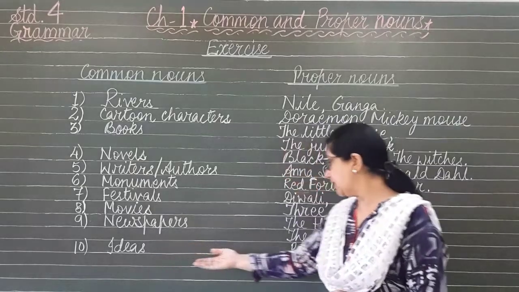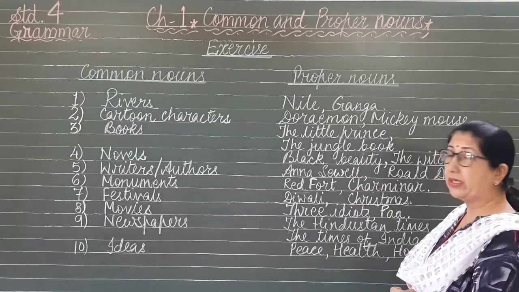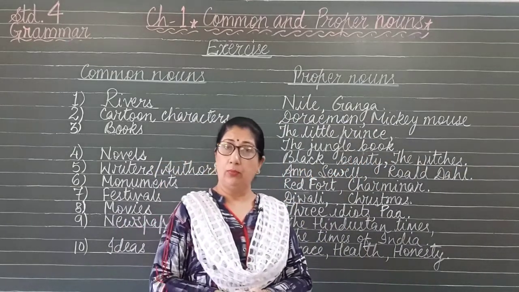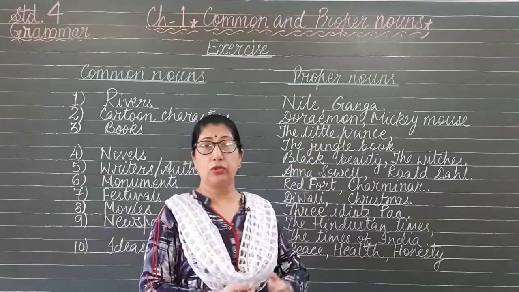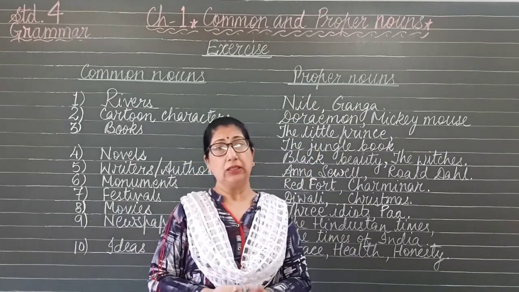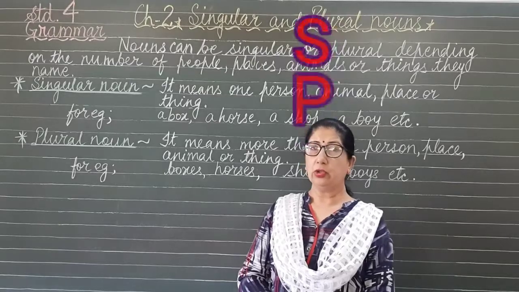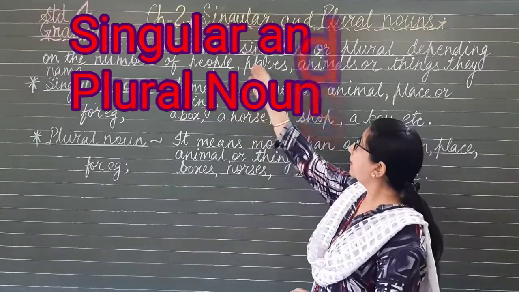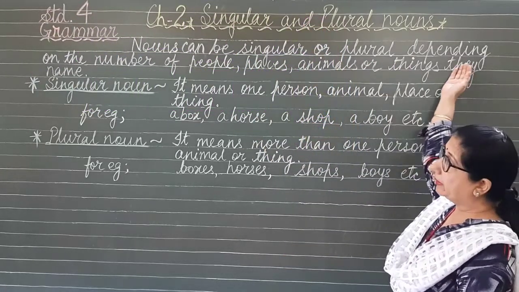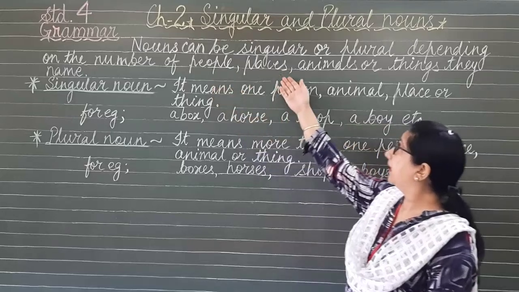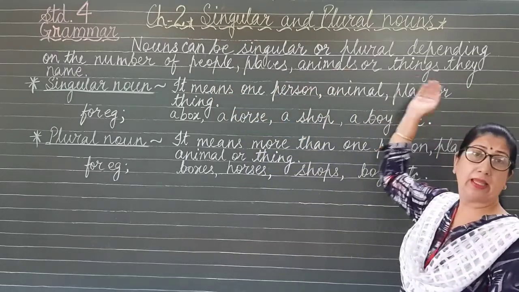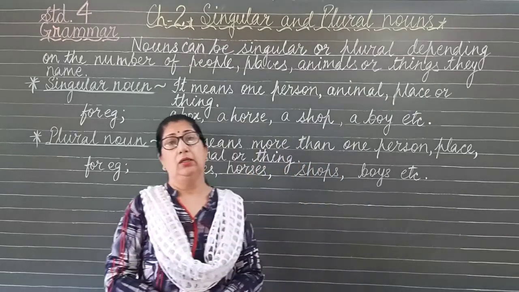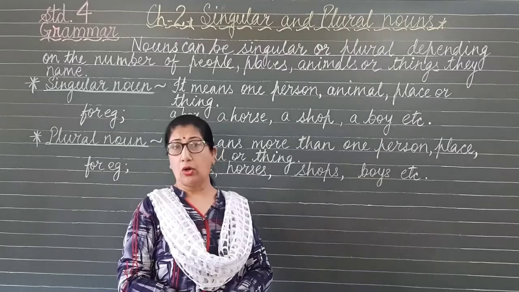Then if we see ideas, ideas are peace, health, honesty. Few more examples I already gave you when I was explaining common and proper nouns. So this was all about common and proper nouns, that is the types of nouns. Let us continue with our second chapter, singular and plural nouns. Nouns can be singular or plural depending on the number of people, places, animals or things they name. We can identify the nouns from the number, whether it is singular or plural.